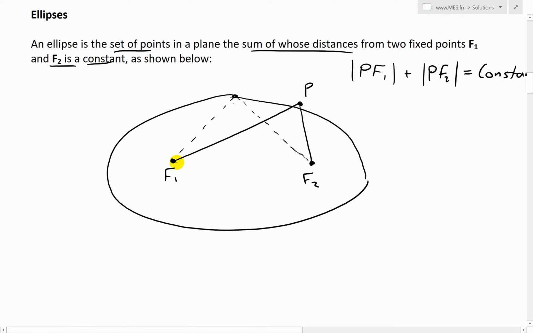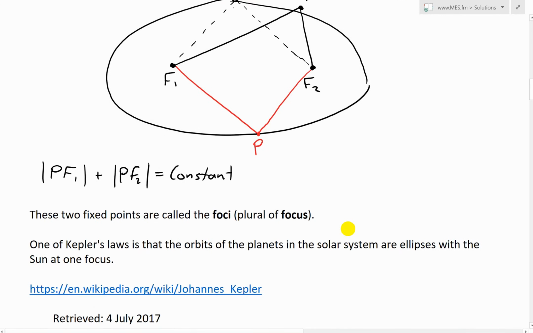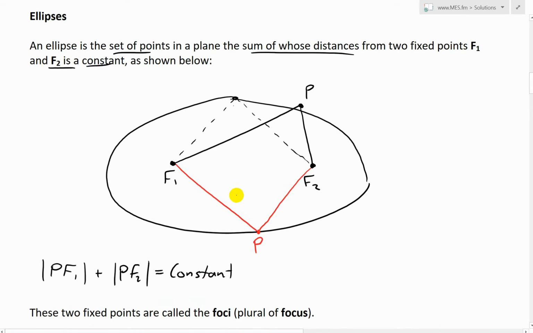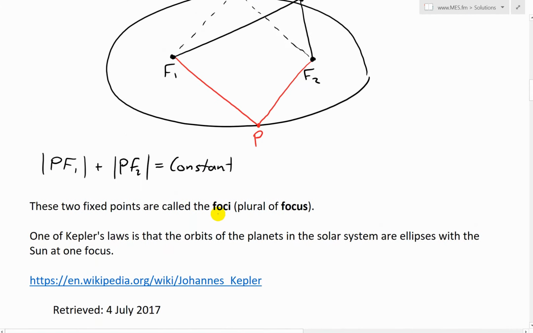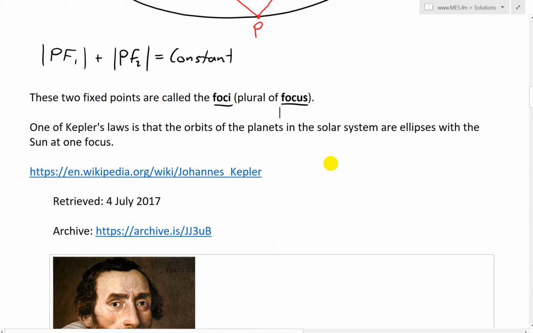And here I'll draw this in another color. So from here to here it's going to be all the exact same distances. If this was a different point P in red, it's all going to be constant. I just moved that over here to make it look better. These two fixed points, F1 and F2, are called the foci, which is just the plural of focus, of the ellipse. One of Kepler's laws is that the orbits of the planets in the solar system are ellipses with the sun at one focus. That's an interesting point.